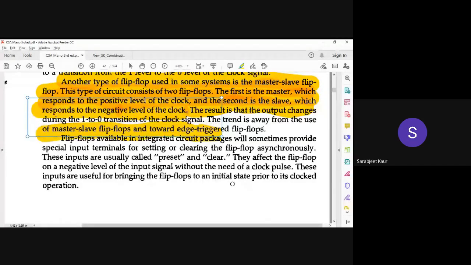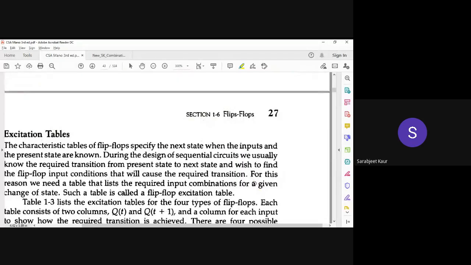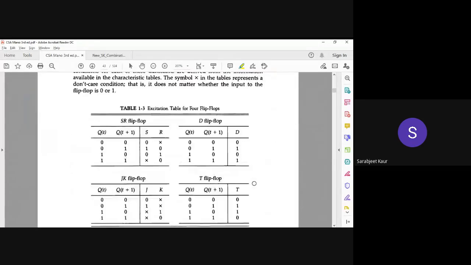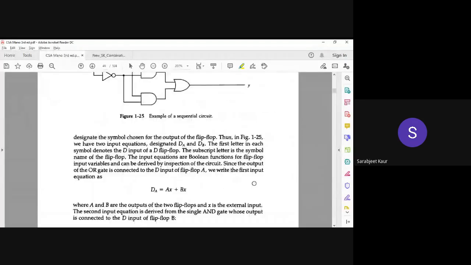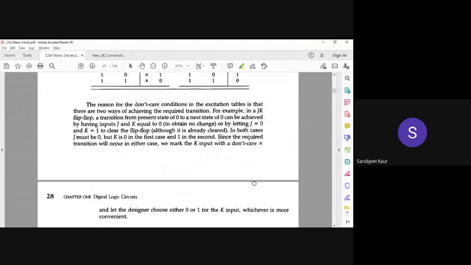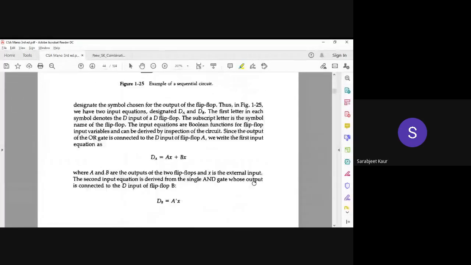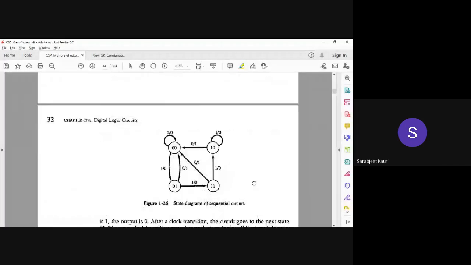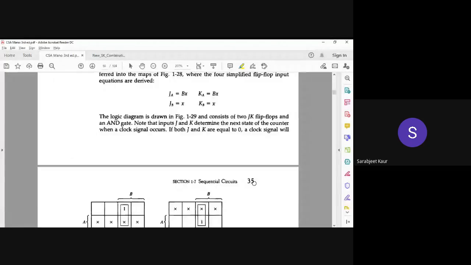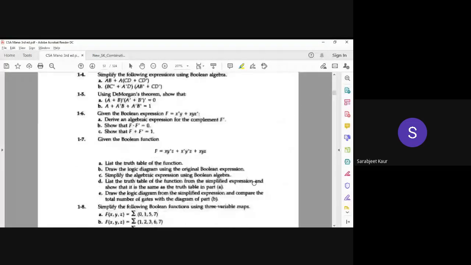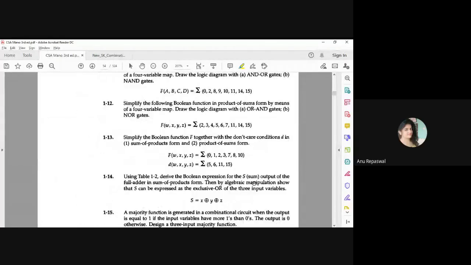So this is it, students, for today. We have all done this, right? So this finishes our chapter number one, students. And we will be starting off with chapter number two next time. Clear? Yes, ma'am.